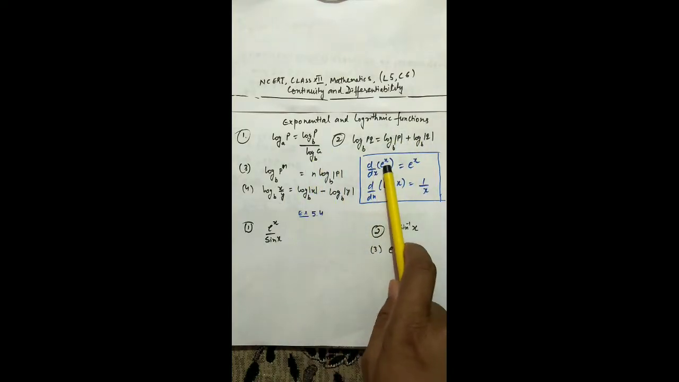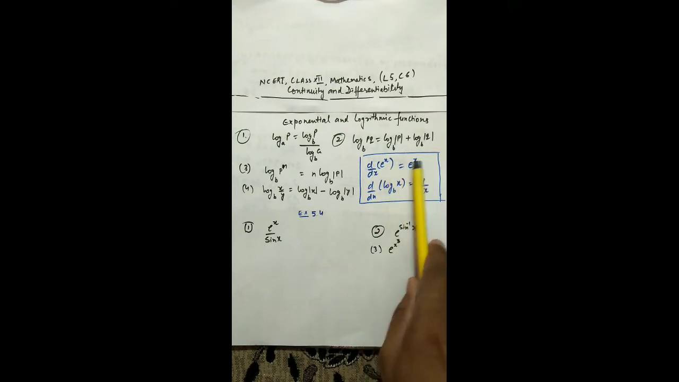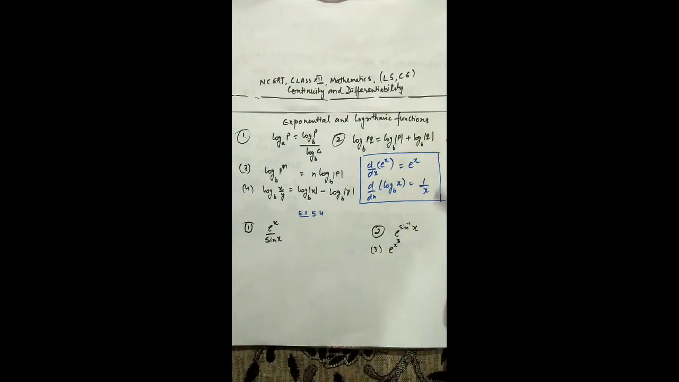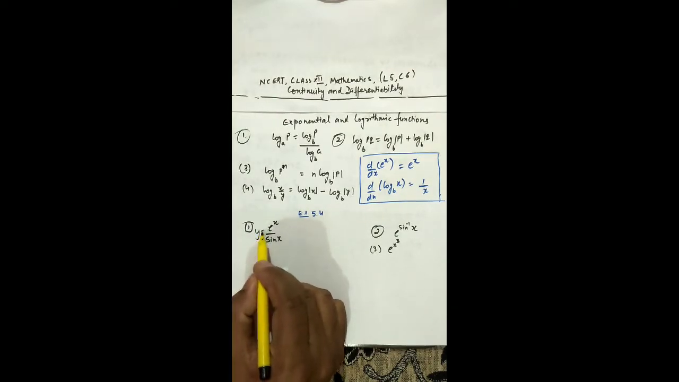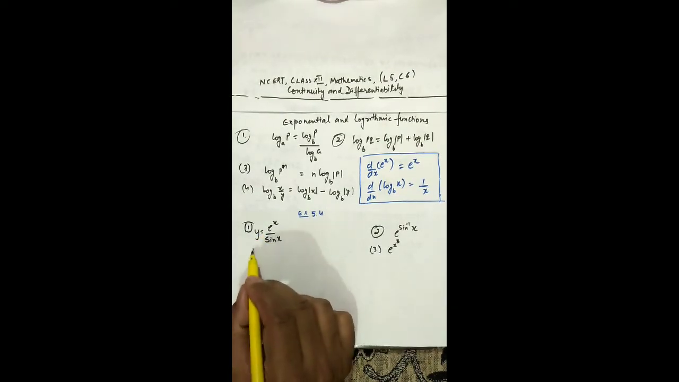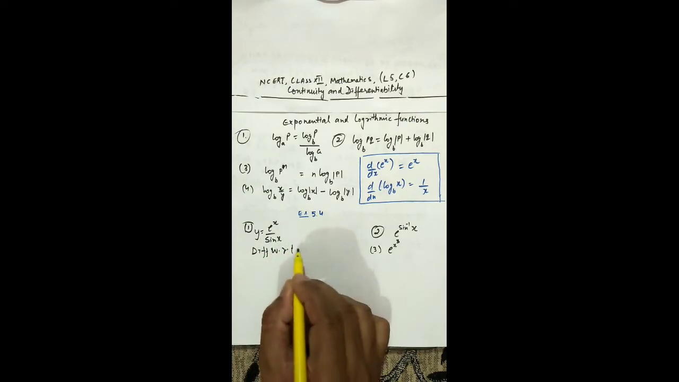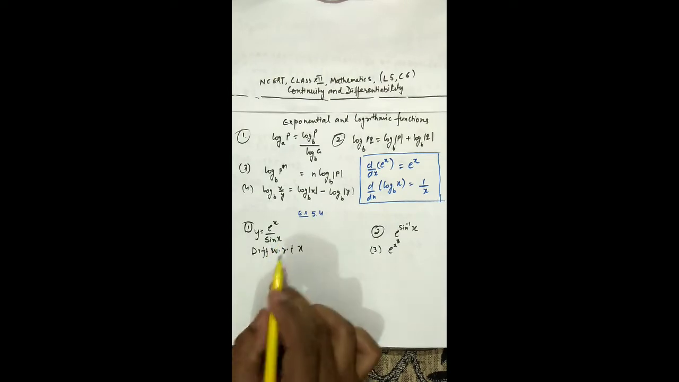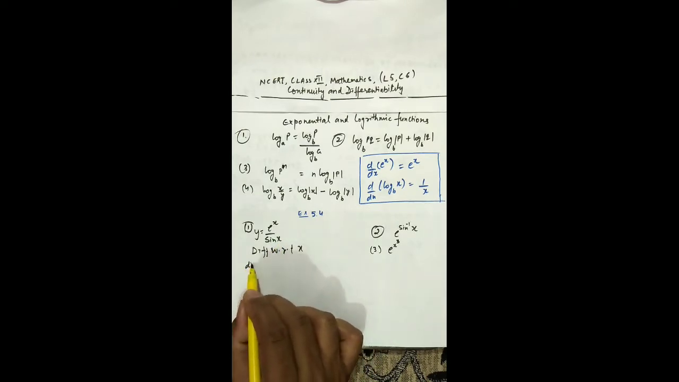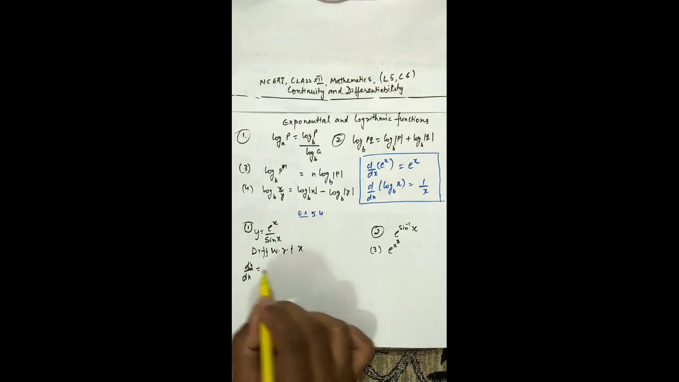Now the derivative d by dx of the exponential function is e^x, and of the logarithm function is 1 upon x. So now we use these basic concepts and solve problems in which we have to find dy by dx. Let this be y, and I am differentiating with respect to x. When you differentiate with respect to x, you have to apply the quotient rule.